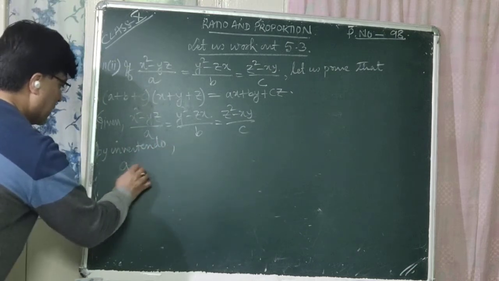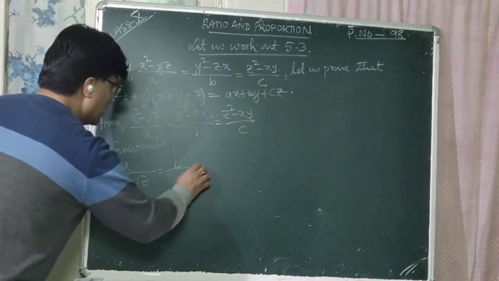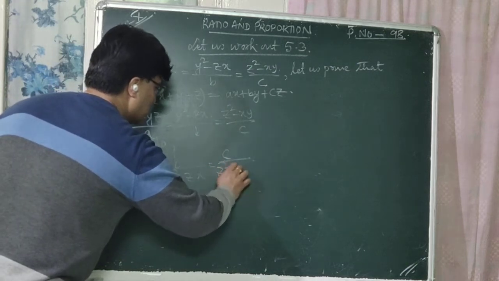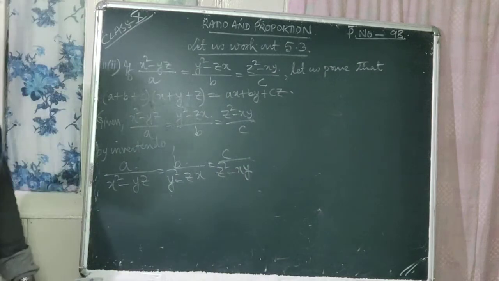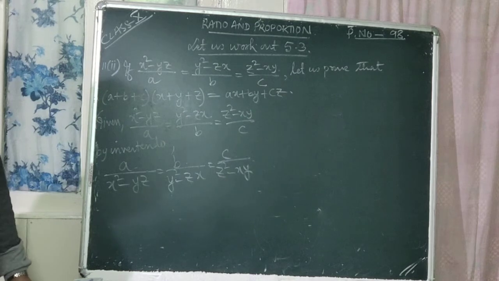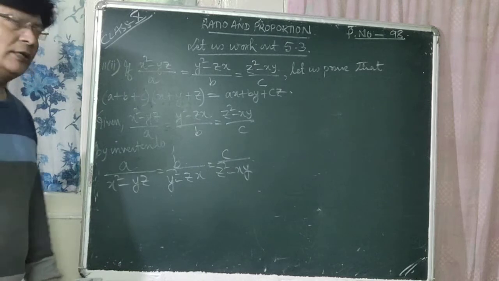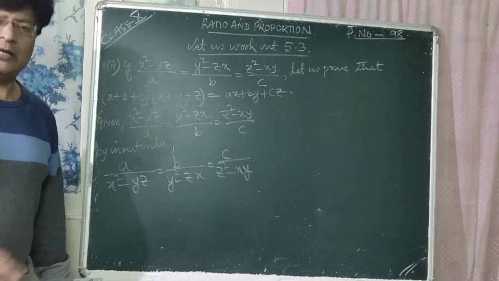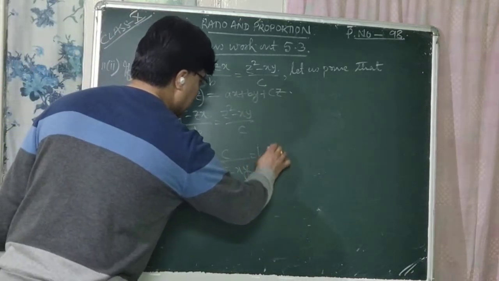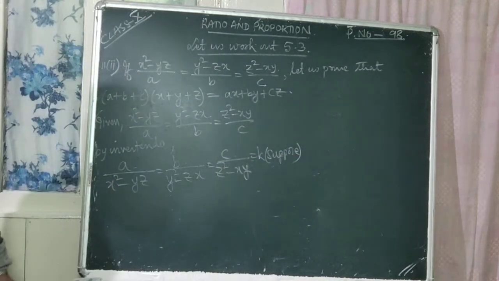So by invertendo, what do we get? a upon (x square minus yz) is equal to b upon (y square minus zx) is equal to c upon (z square minus xy), right? So let us invert all the sides. That is, the denominator goes up to the numerator and the numerator goes to the denominator, right? So that we can get the individual values of a, b and c. Let us assume it is equal to k, suppose.